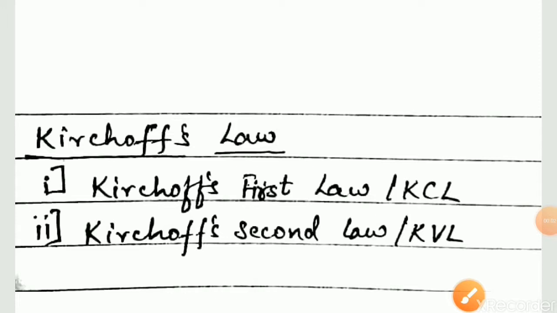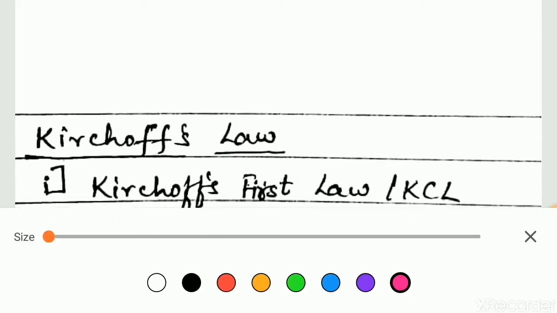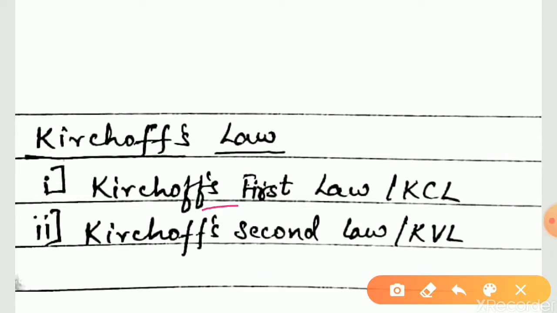Let us study about Kirchhoff's law. Kirchhoff's laws are a pair of laws that deal with conservation of current and energy within an electrical circuit. These two laws are commonly called Kirchhoff's first law, KCL, and Kirchhoff's second law, KVL. Let us study about them.